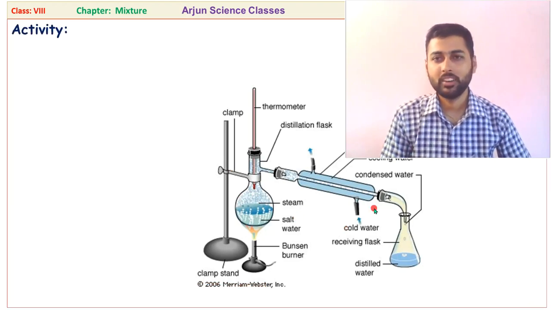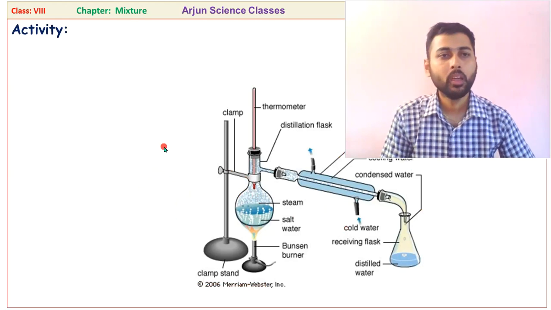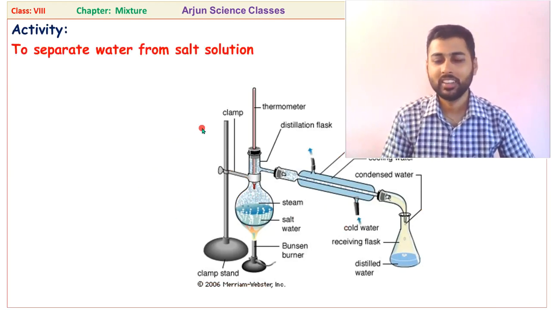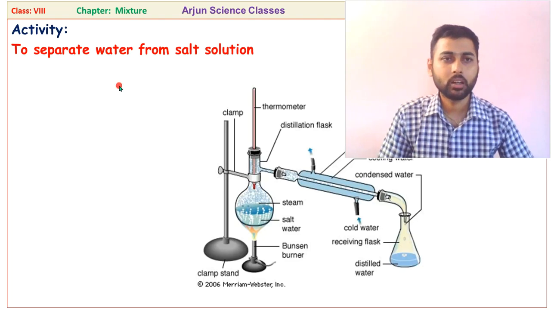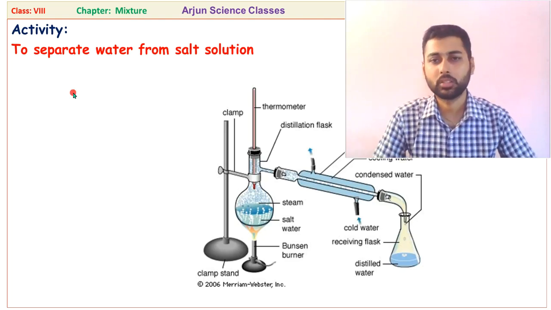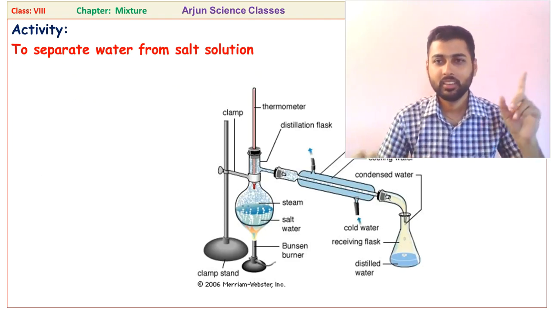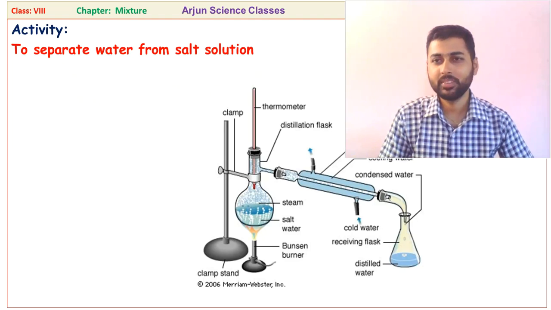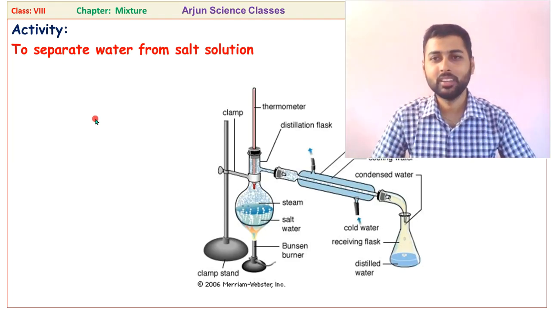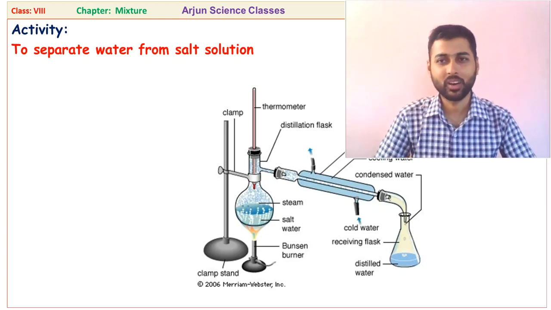Okay, dear students, I think we have understood the distillation process, and now I'm going to discuss one activity that is given in your book. Let's see your book, and the title of this activity is to separate water from salt water. At the beginning of this class I asked one question: how does a person living near the sea get pure water? You will get the answer to this question now.